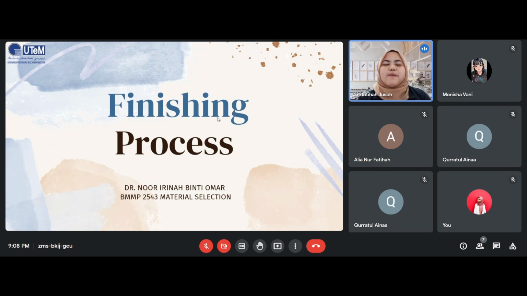Today my group will present about the finishing process. The finishing process is the process that alters the surface of a manufactured part in order to achieve a particular characteristic. This finishing process is split into four parts, which are polishing, coating, printing and painting, and the last is texture.